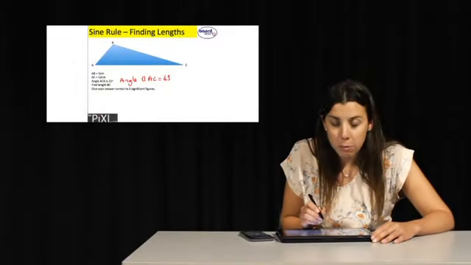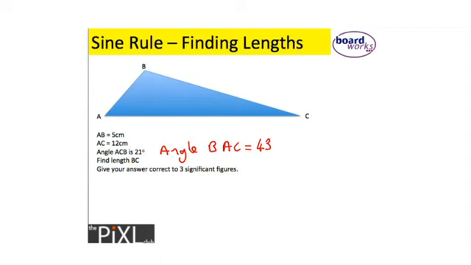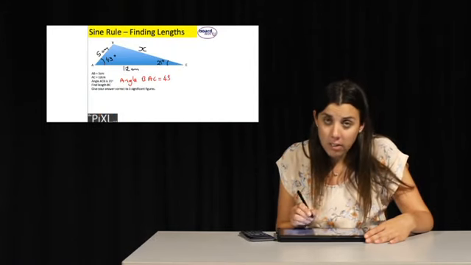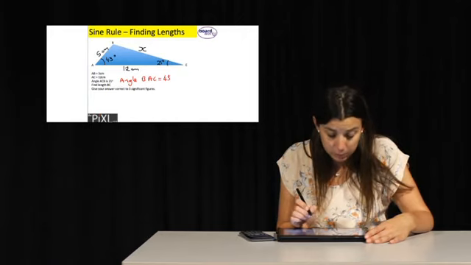So we're provided with the following information. AB is 5 centimetres. AC is 12 centimetres. Angle ACB is 21 degrees. And our other angle, BAC, is 43. And we're asked to find the length BC. BC, this is our unknown. And we're asked to give our answer correct to 3 significant figures.